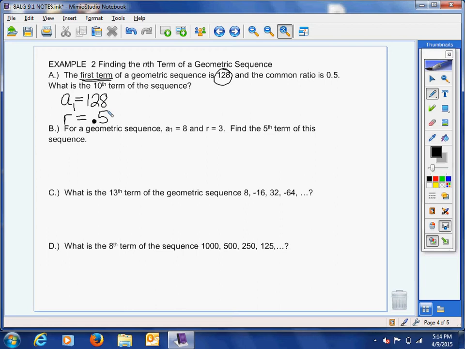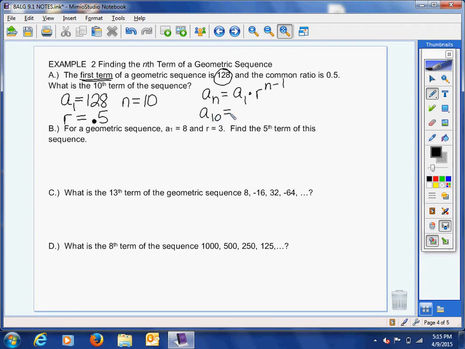So r is 0.5. Now what they want us to figure out is, okay, what's the 10th term? So n is going to be 10. Whatever the term you're being asked to look for, that is n. So let me show you how to plug it into your formula. a sub n equals a sub 1 times r raised to the n minus 1. So what we're doing is we are looking for the 10th term.